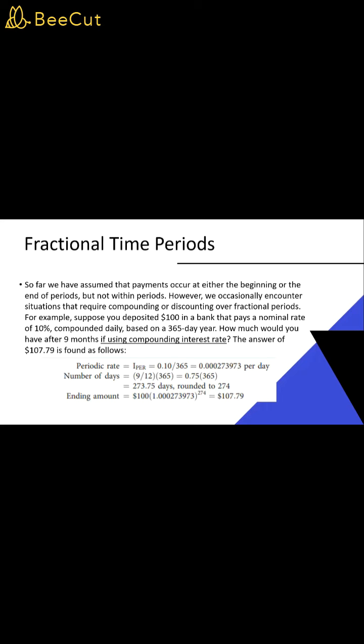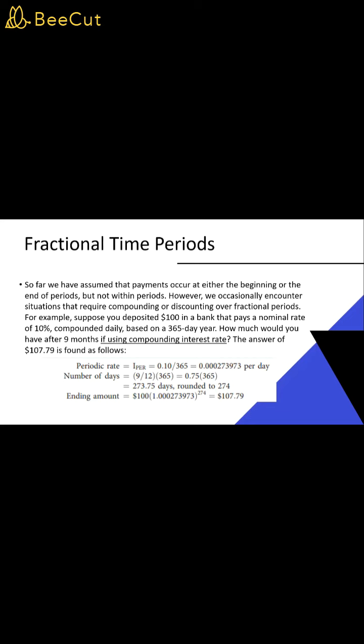So we have to first find the periodic rate of interest, and to calculate that, you're going to take the nominal interest rate of 10%, and divide it by 365, which is M. And that basically gives you 0.000273973 per day. Okay, that's what the periodic interest rate is.